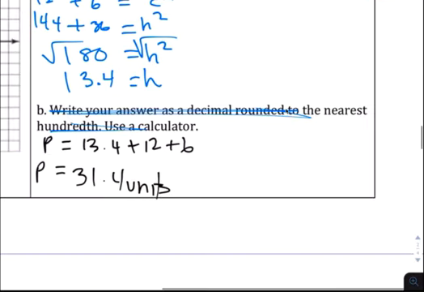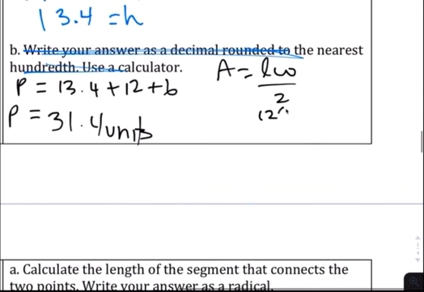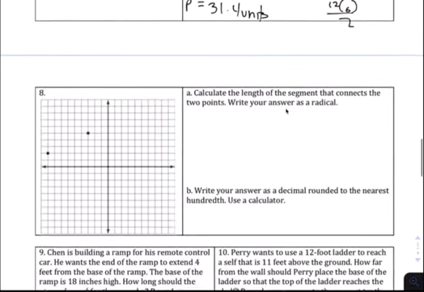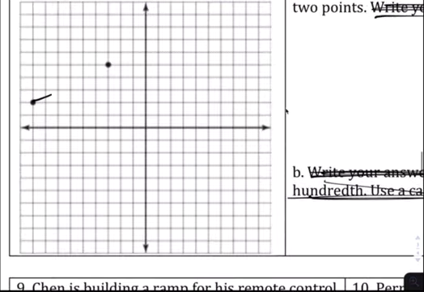Area is length times width divided by 2. Length and width is always the two legs. 12 and 6. Okay, and then you do the same for this one here. This one, yours copied wrong. I told kids not to do this one. And then round your answer to the nearest tenth. Okay, so sure you do that.